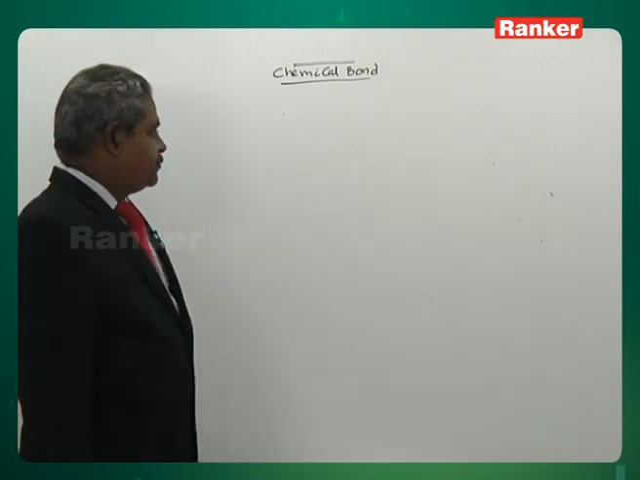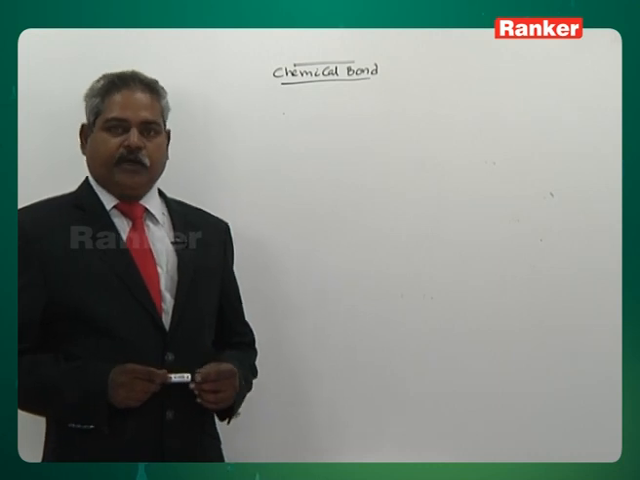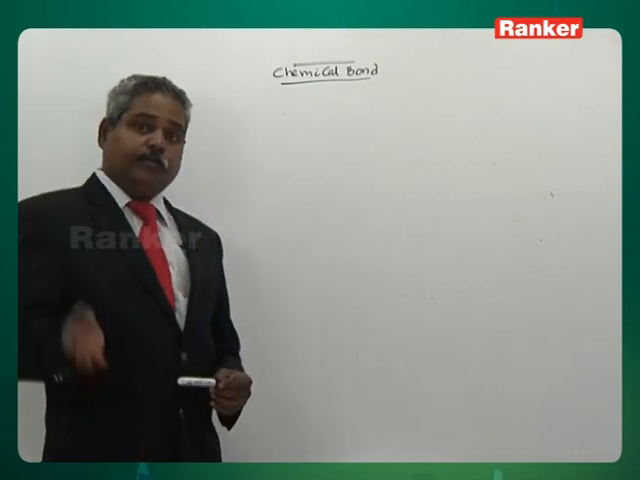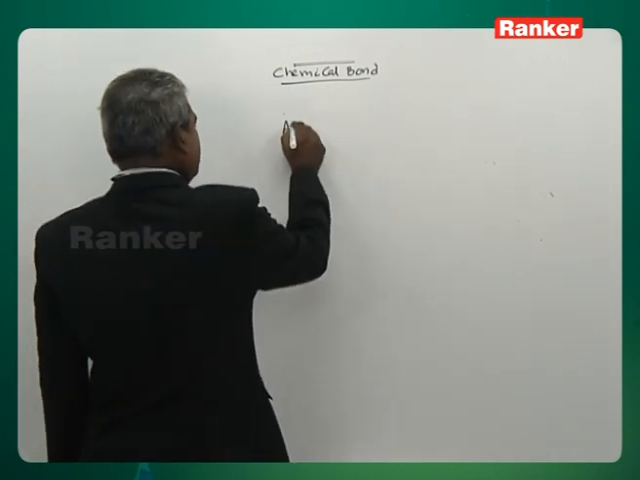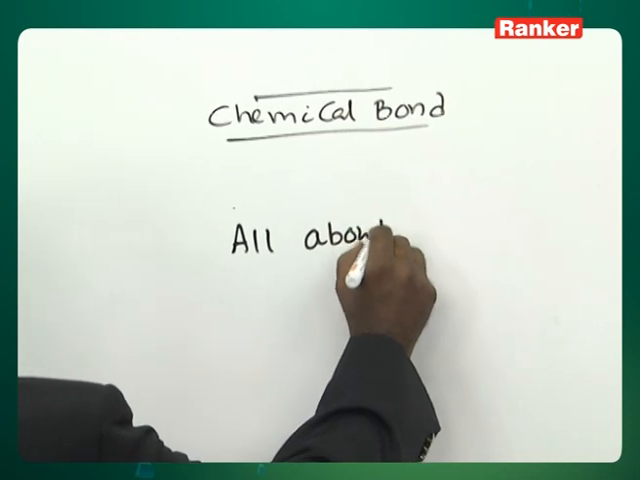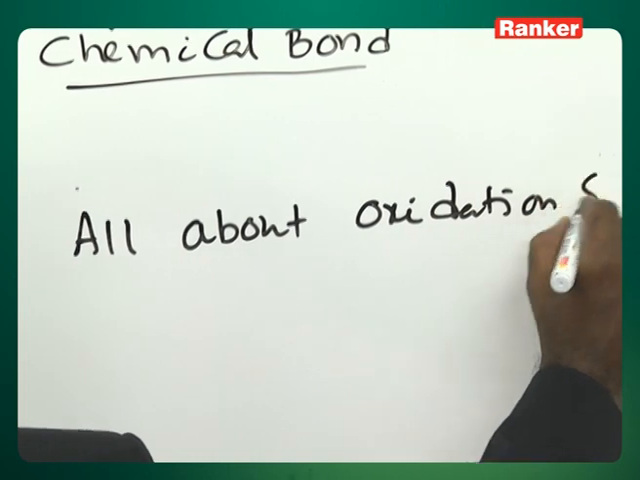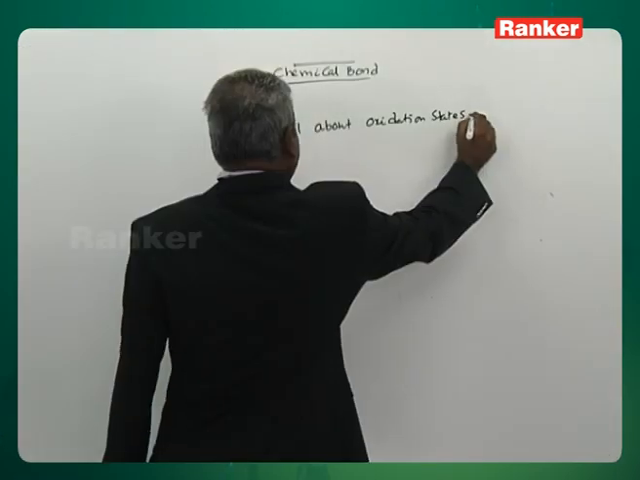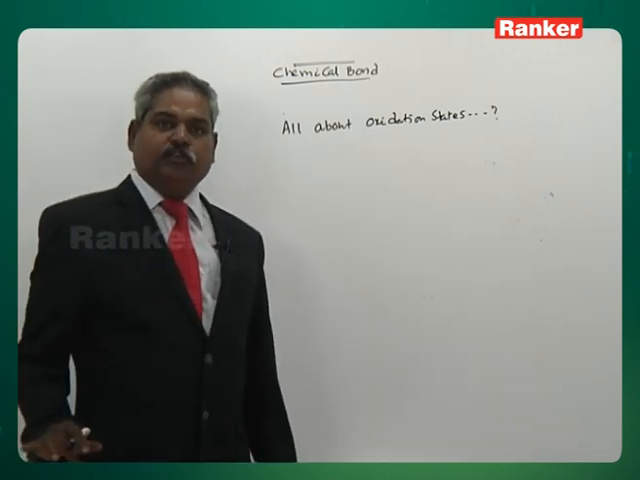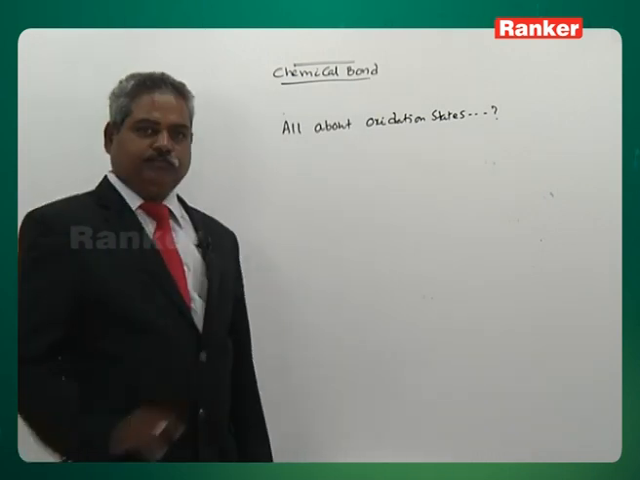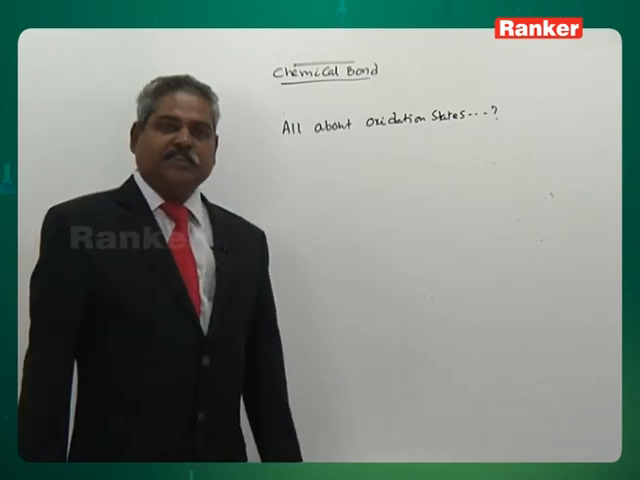Now, the last thing which involves periodic table and chemical bonding also is oxidation states. All about oxidation states. Actually, we could have studied this in periodic table itself, but since it involves a little bonding also, I have brought it in here at the end of both the chapters. Now, what is this oxidation state at all?